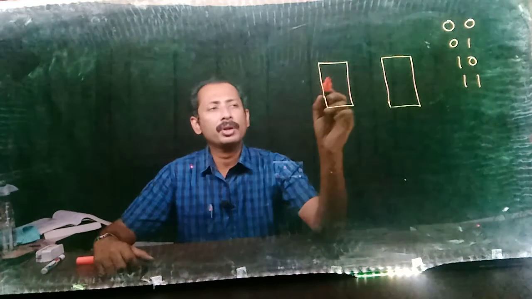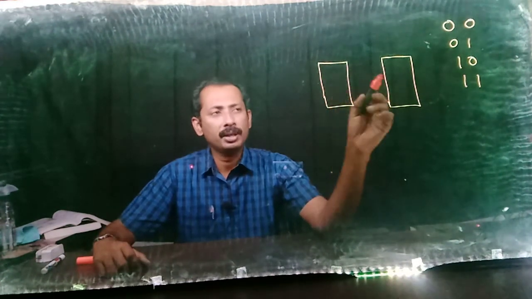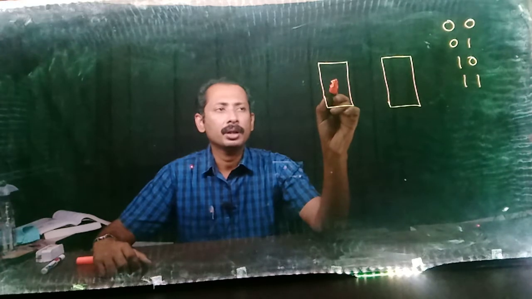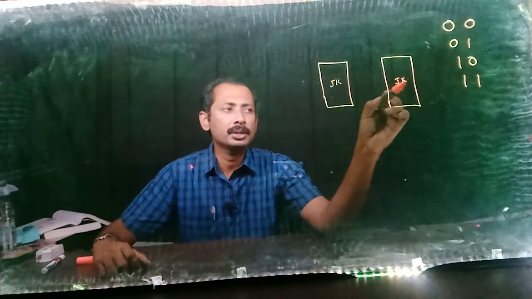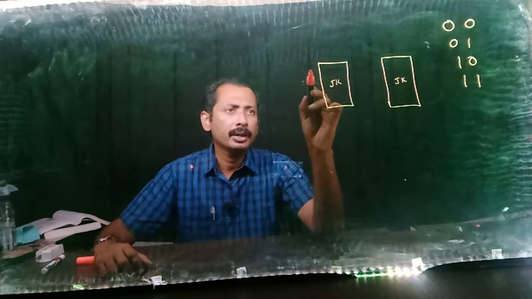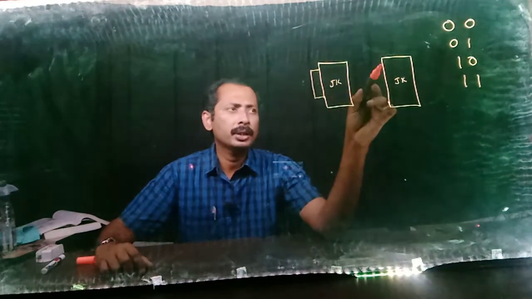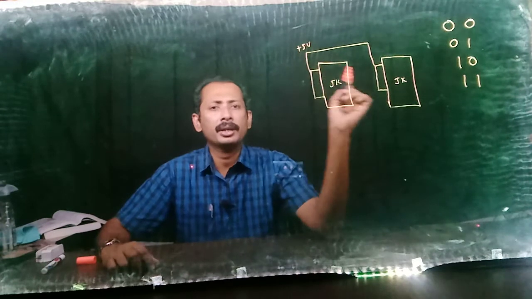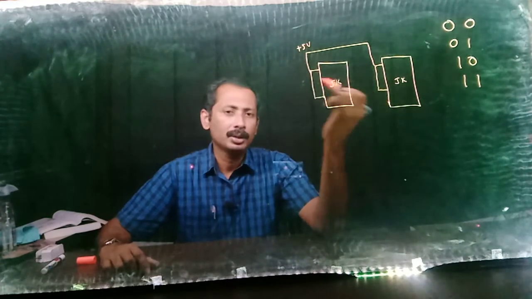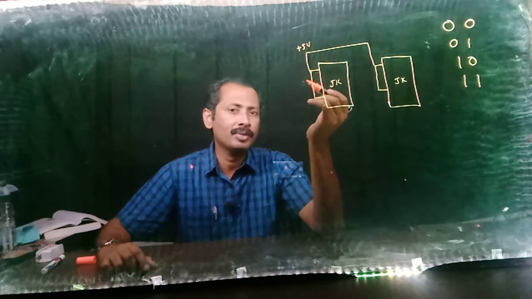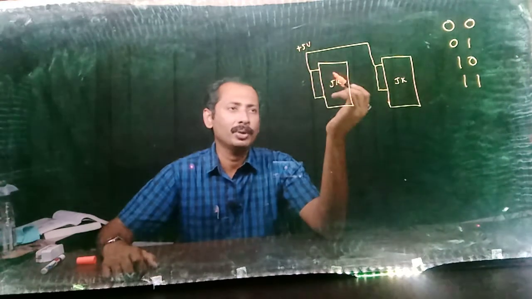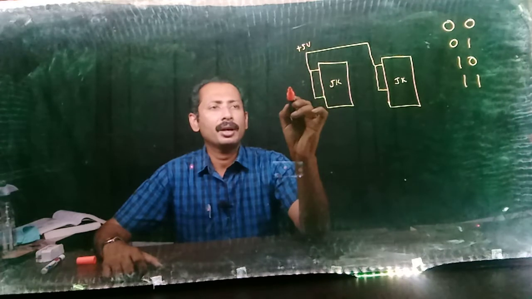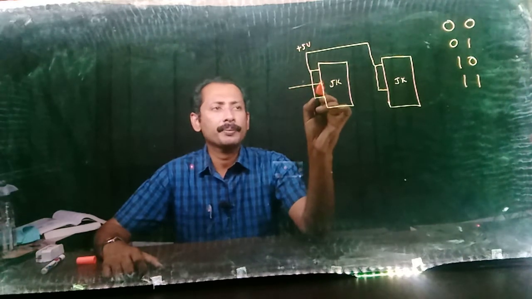Okay, so for each bit I am using a JK flip-flop. The J and K are shorted and connected to a high voltage, meaning J and K are made 1. So this flip-flop is a toggle flip-flop. This works in toggle mode, and I am giving a clock pulse here.